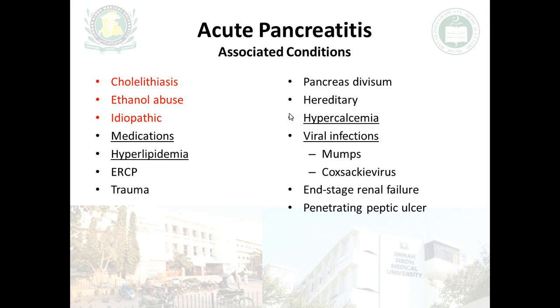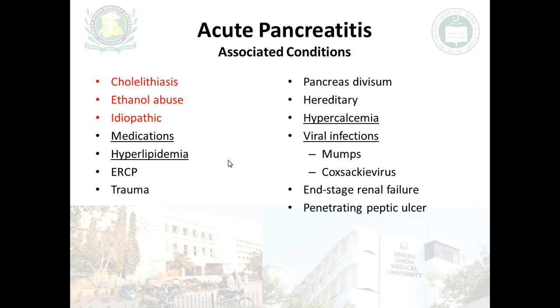So you can see over here that after cholelithiasis, ethanol abuse and idiopathic, we have a list of the causes which can cause the 10% of the cases of acute pancreatitis, like medications, hyperlipidemia, surgical procedures like ERCP, trauma, pancreatic divisum, hereditary pancreatitis, hypercalcemia, viral infections like mumps and coxsackievirus infection, end-stage renal failure, or a penetrating peptic ulcer, which is basically a local issue.